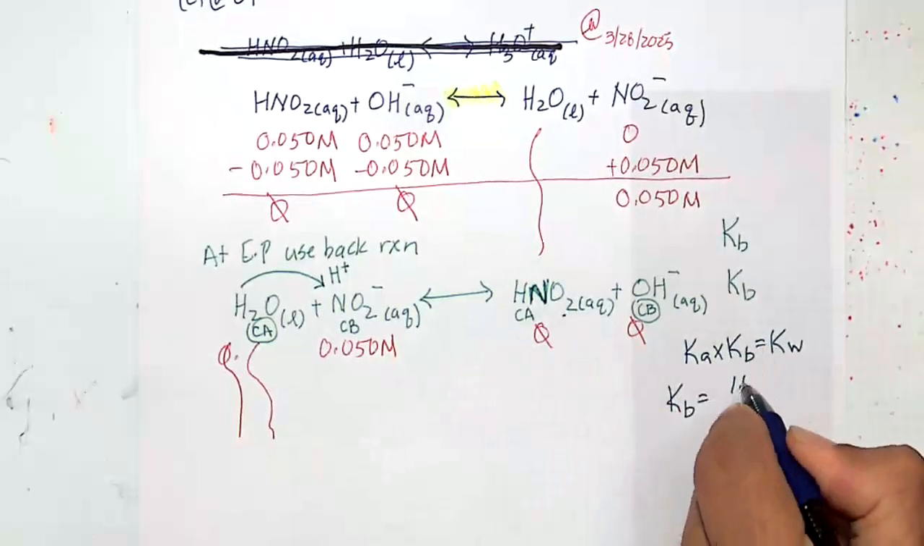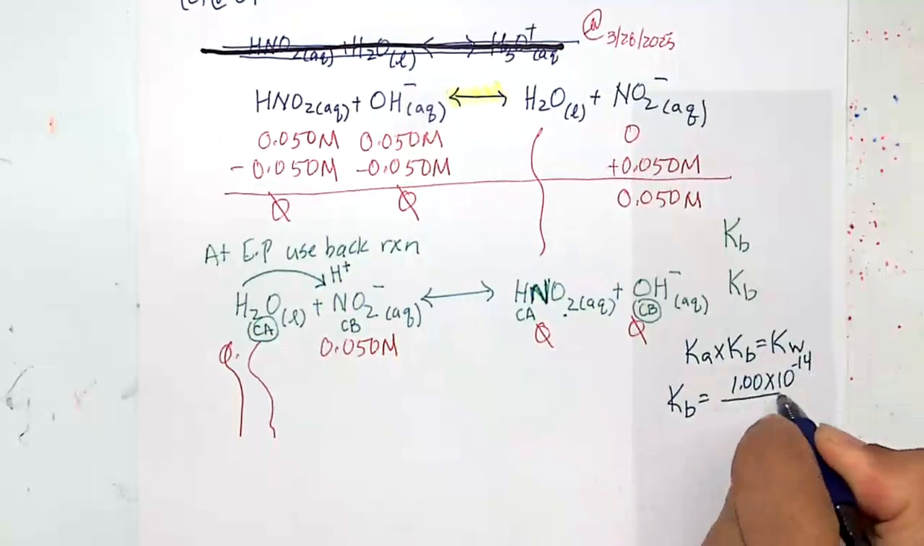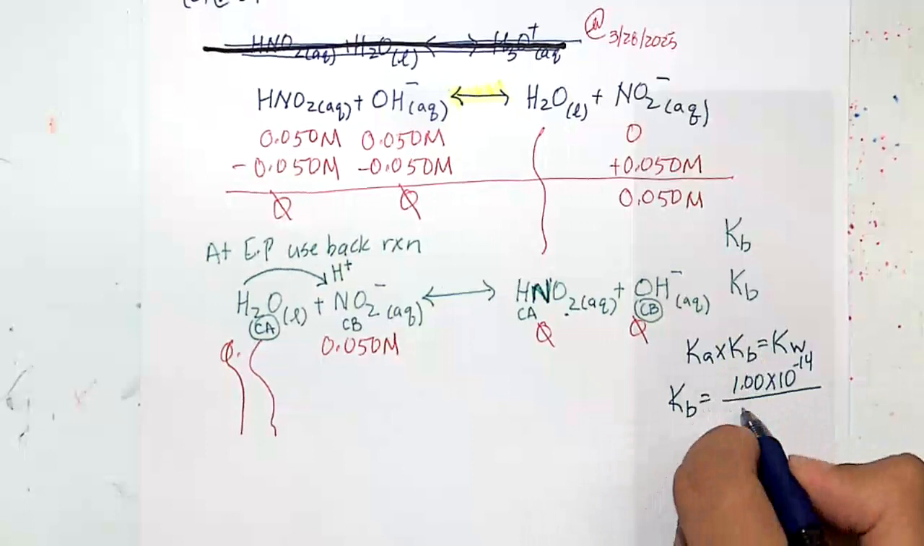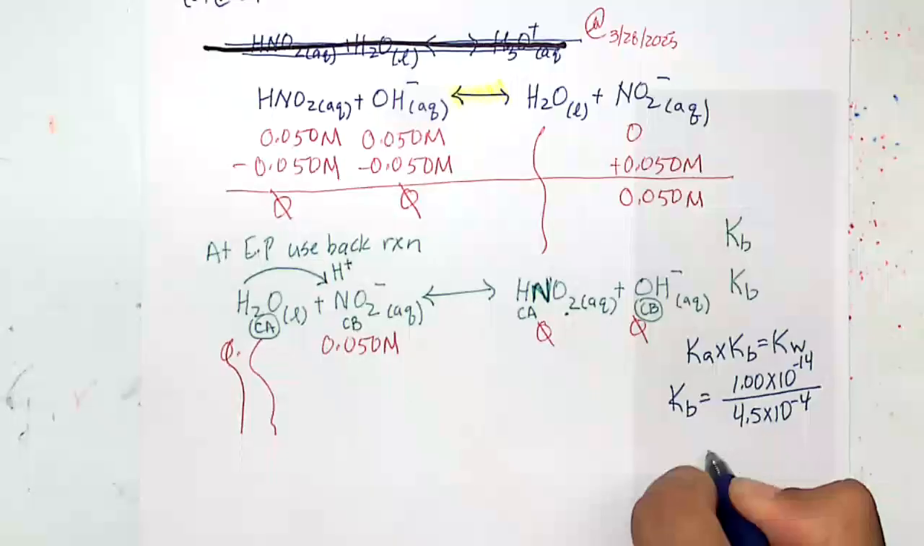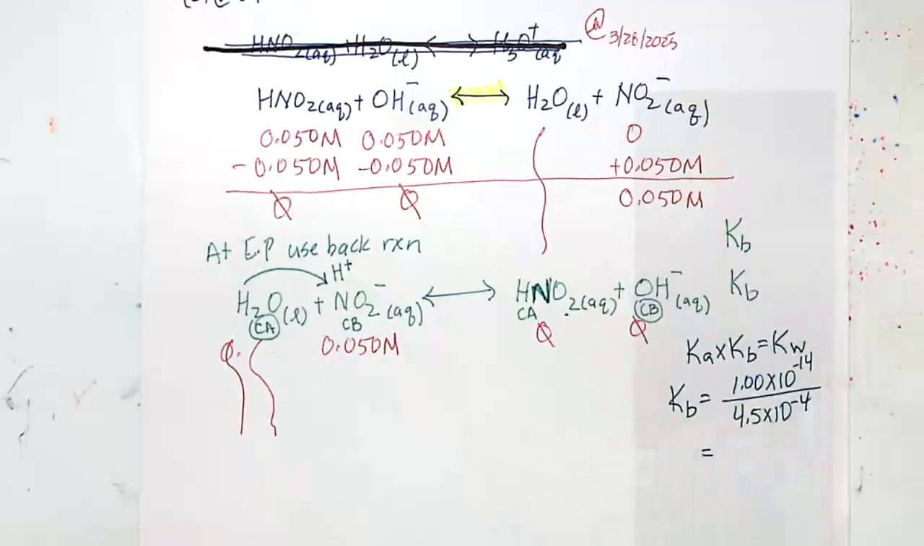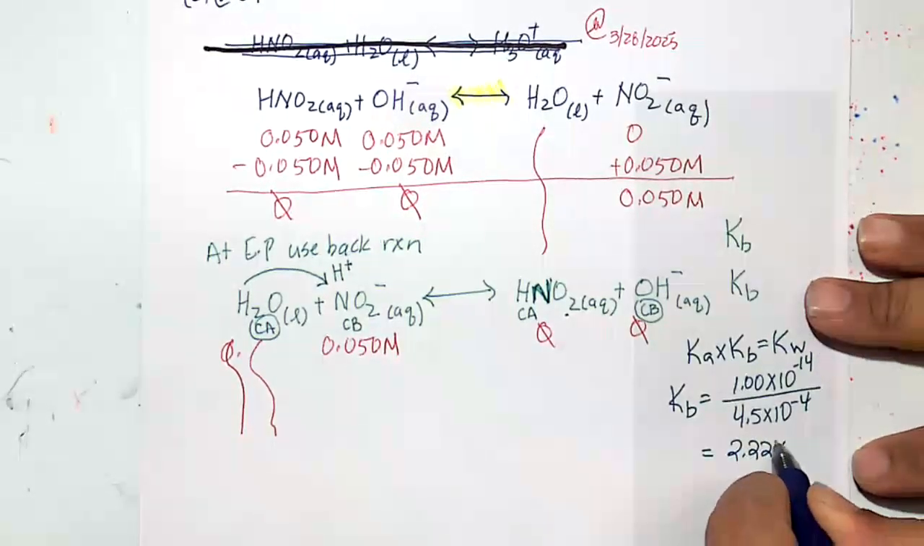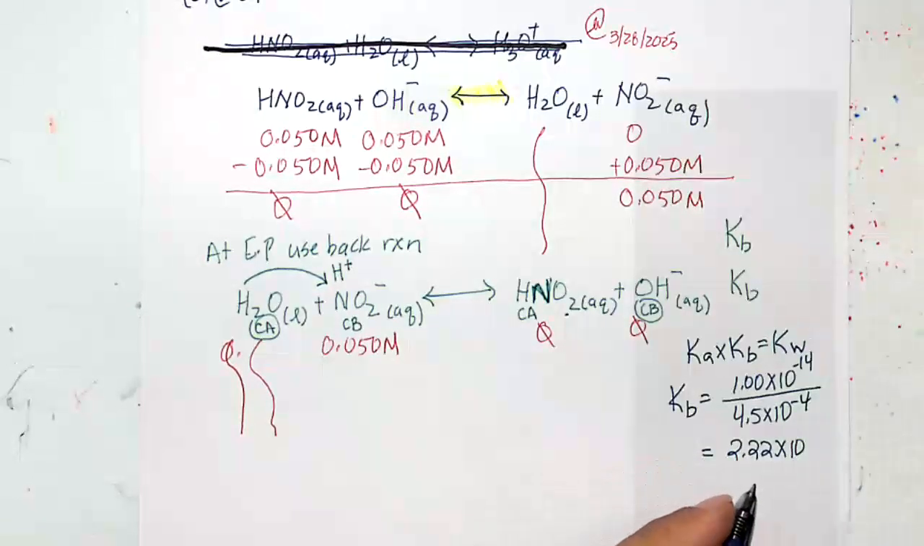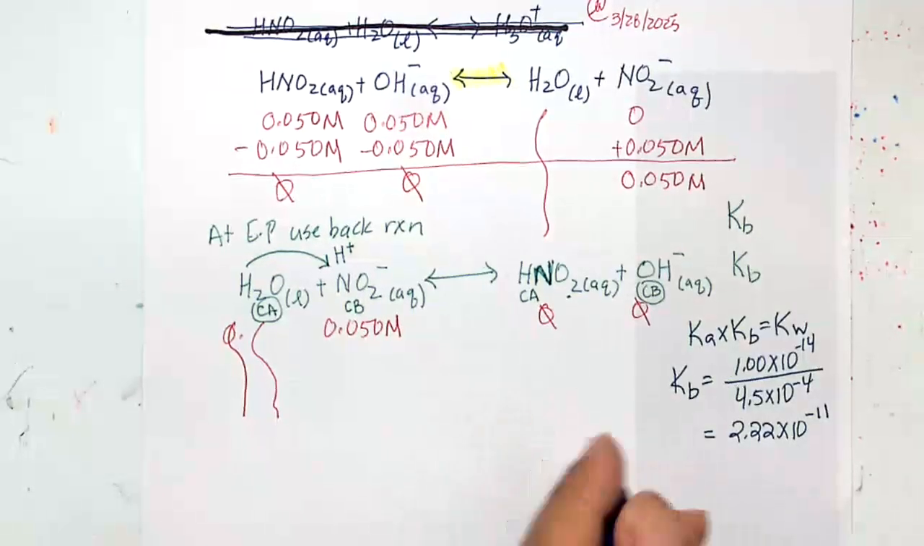So Kw is 1.00 times 10 to the minus 14. I'll give you the Ka, it's 4.5 times 10 to the minus 4. I'm getting about 2.22 times 10 to the minus 11 for the Kb.